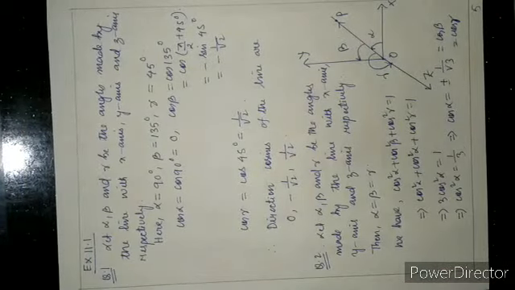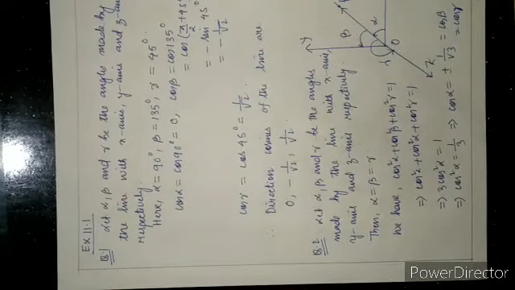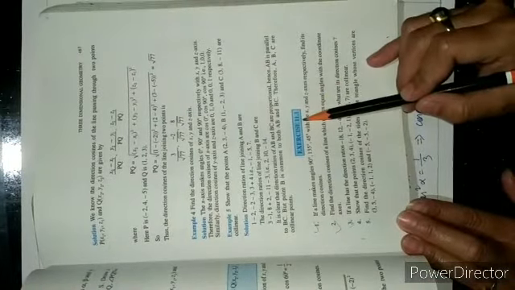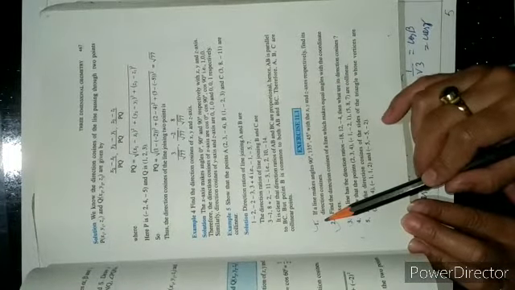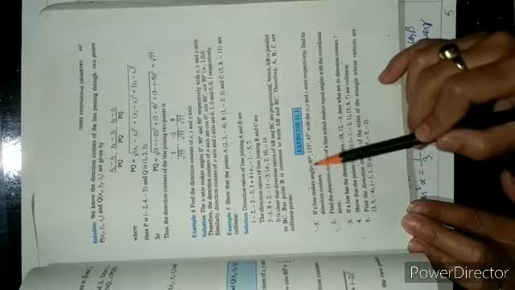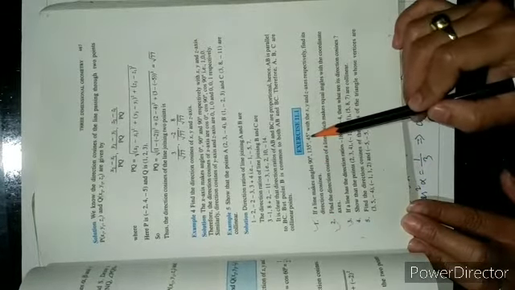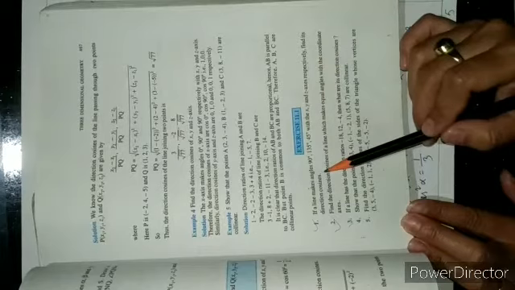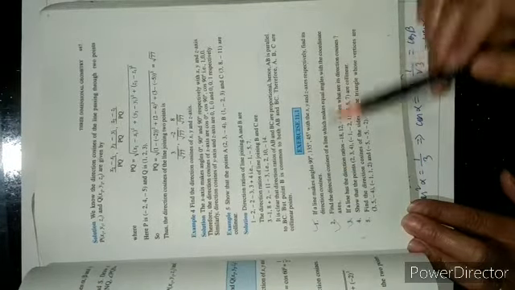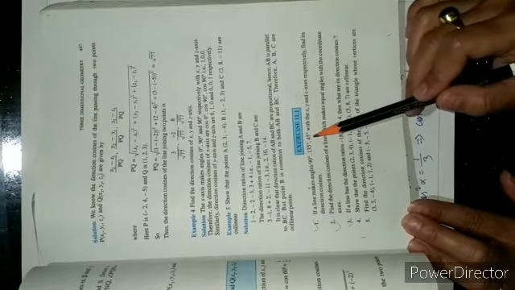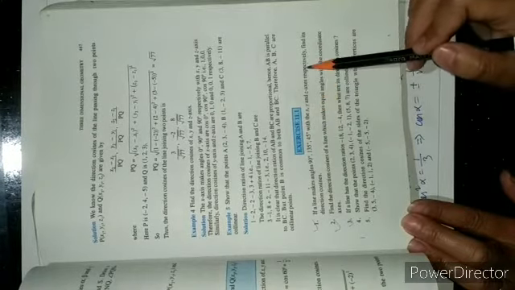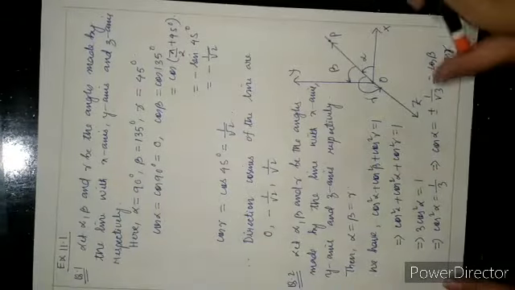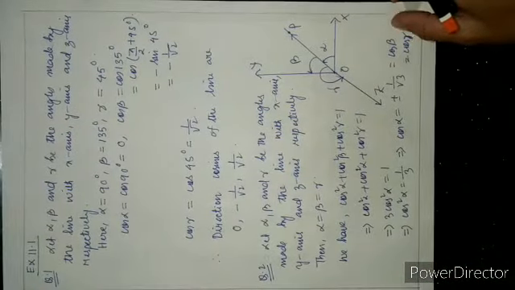Next exercise 11.1. We are going to solve exercise 11.1, question number 1. Here the question is, if a line makes angles 90 degree, 135 degree, 45 degree with x-axis, y-axis and z-axis respectively, find its direction cosines. The line makes 90 degree, 135 degree, 45 degree with the x-axis, y-axis, z-axis. We need to find the direction cosines of the line, and the angles are given.